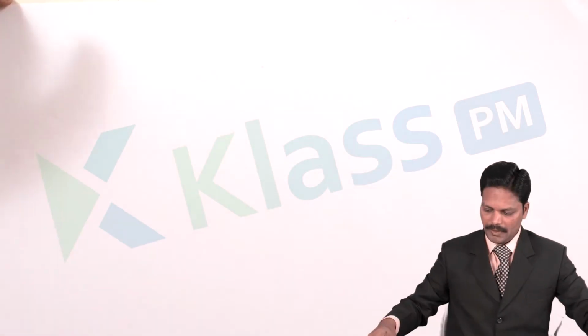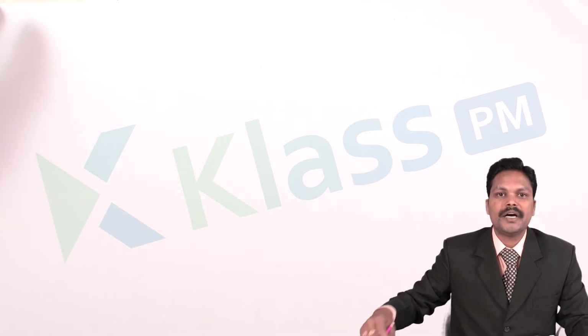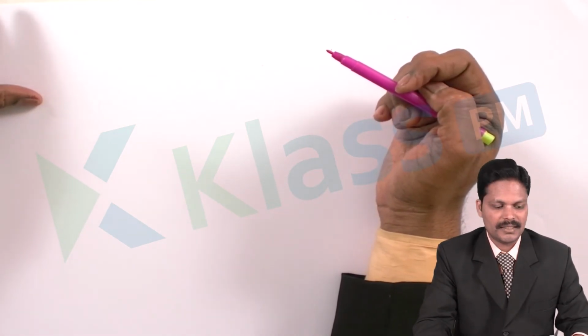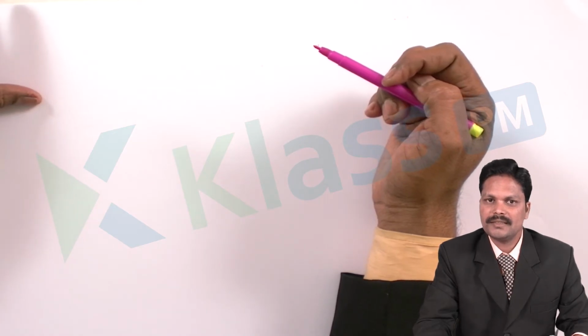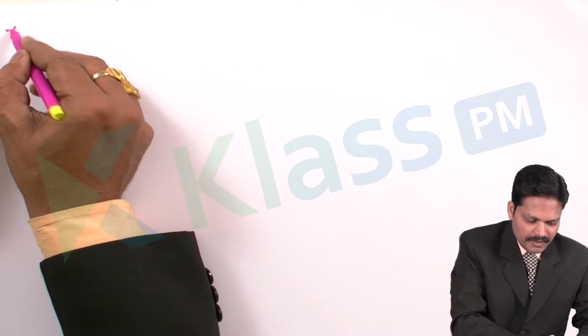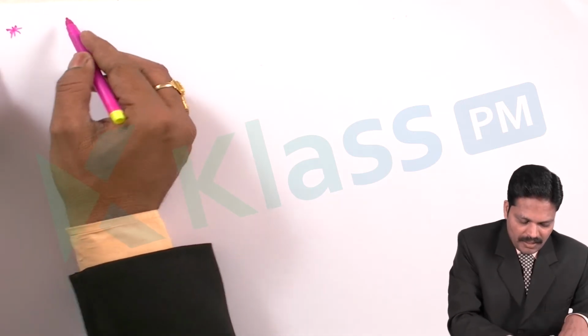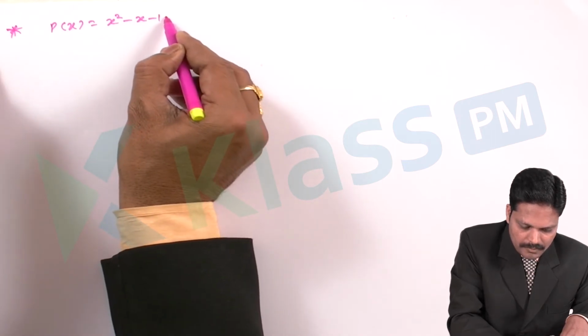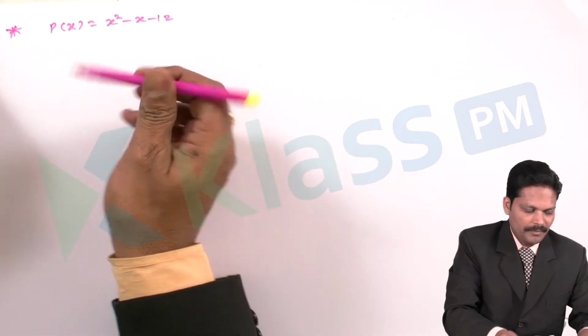And one more problem is there here. We need to represent the polynomial in the graph. How should we represent the given polynomial in the graph? I'm going to explain here. So this is the last one. Here we are taking the polynomial p of x is equal to x square minus x minus 12. This is the polynomial I'm having.